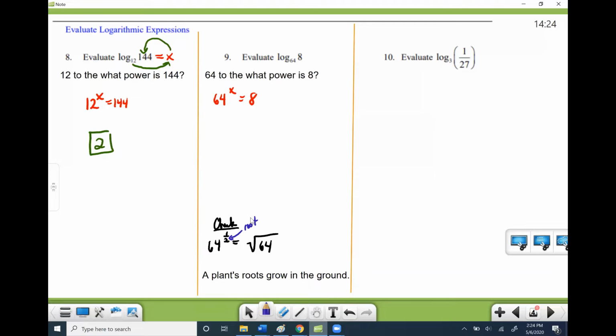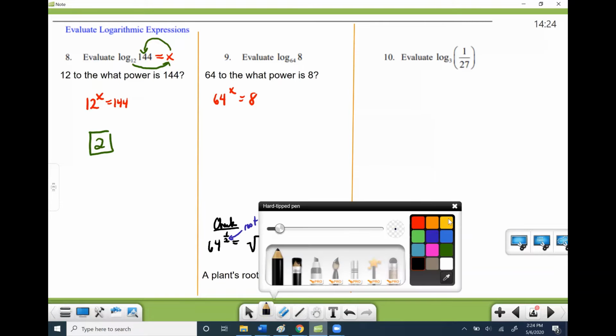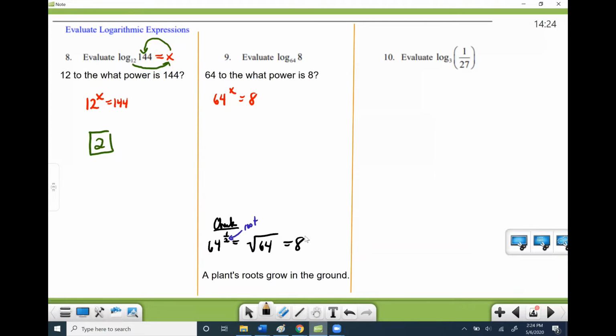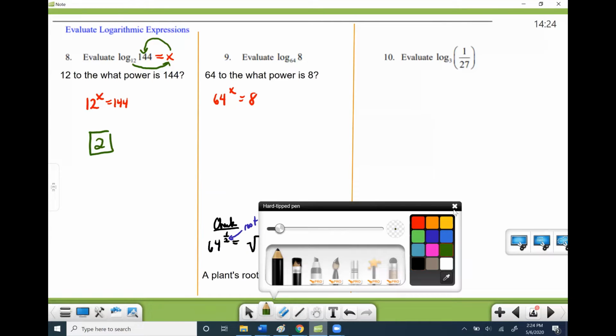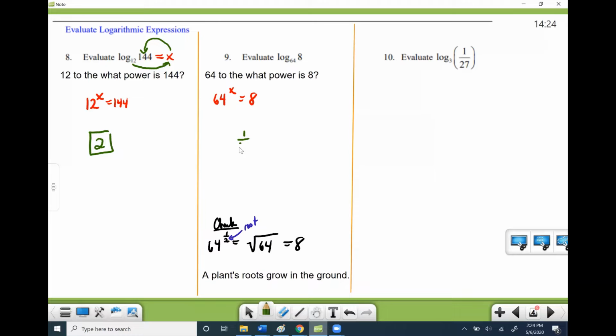Okay. So Joe was right. It is going to be 1/2. So the answer is 1/2. 64 to the 1/2 power is 8. All right. Let's try this one.